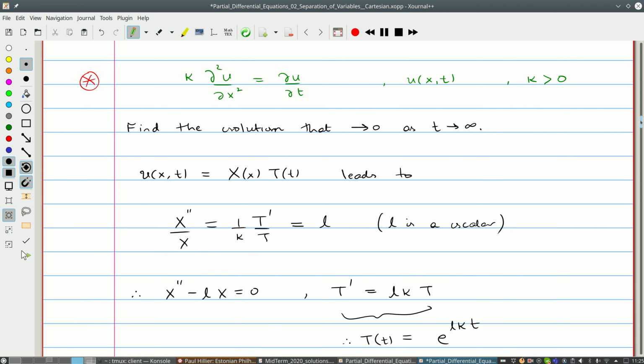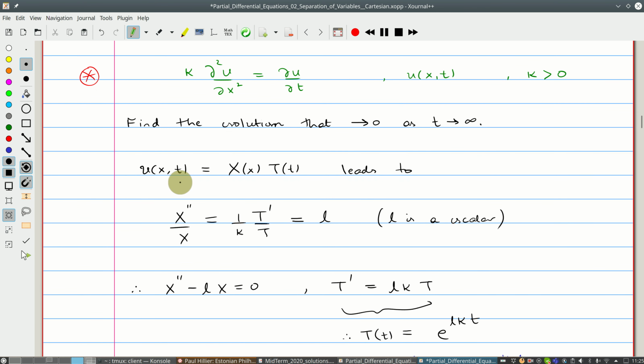Okay, so we adopt the same strategy. U of x comma t is X times T, where X is a function of little x and T is a function of little t. Now I'm going to skip steps here because these are the same kinds of steps appearing again and again. You insert it into this partial differential equation, divide by XT, and what you should get is that X double prime divided by X is equal to 1 over kappa T prime divided by T.